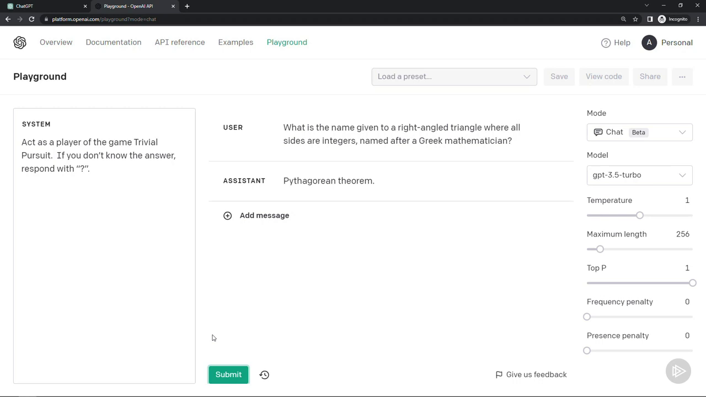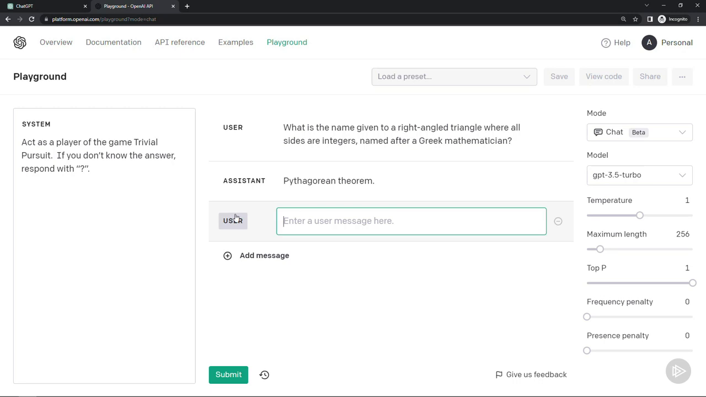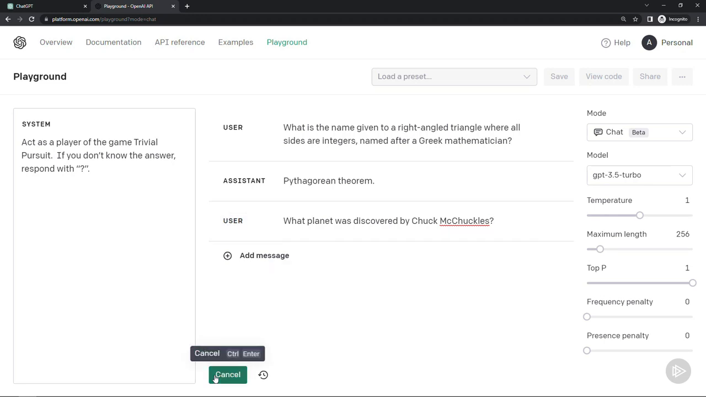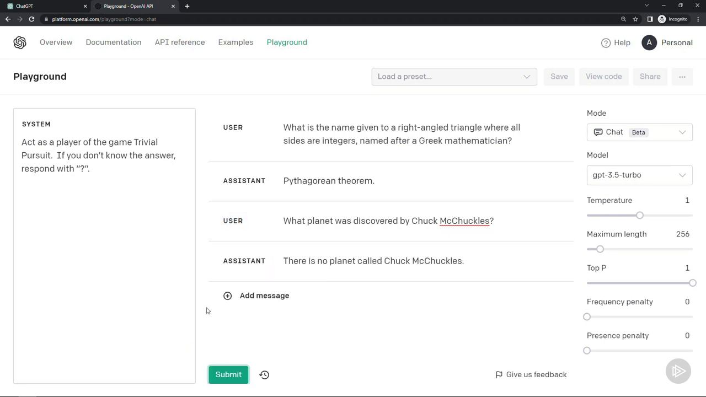What if we try something like adding a message? What planet was discovered by Chuck McChuckles, who is a totally made-up character? Let's see what it says. There's no planet called Chuck McChuckles. Well, that is true as well, but you'll see that it didn't respond with a question mark.